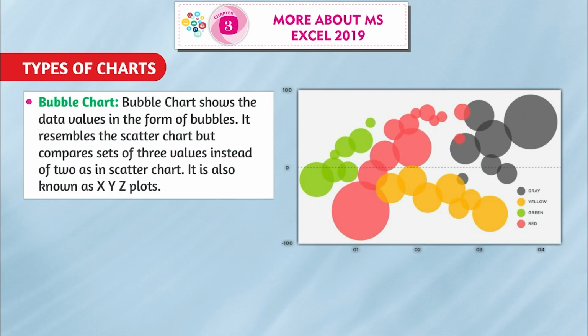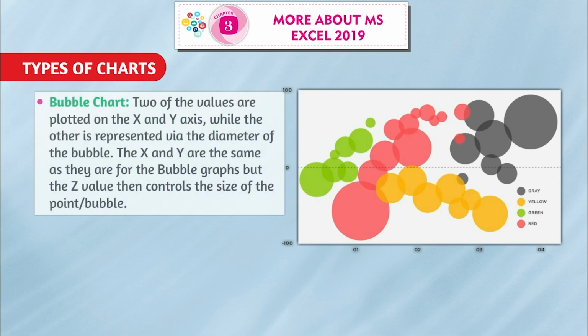Bubble chart. Bubble chart shows the data values in the form of bubbles. It resembles the scatter chart but compares sets of 3 values instead of 2. As in scatter chart, it is also known as XYZ plots.